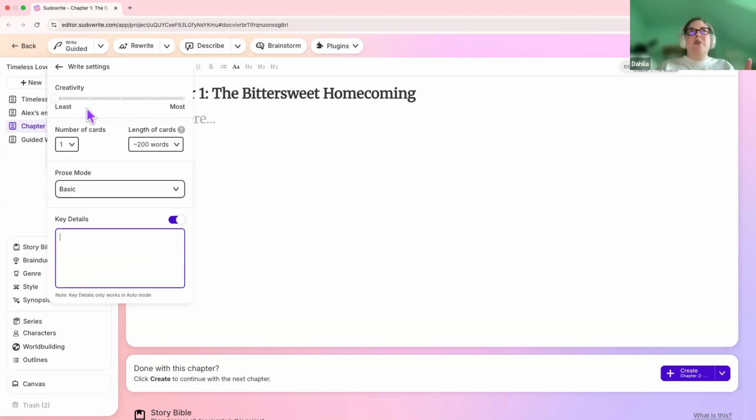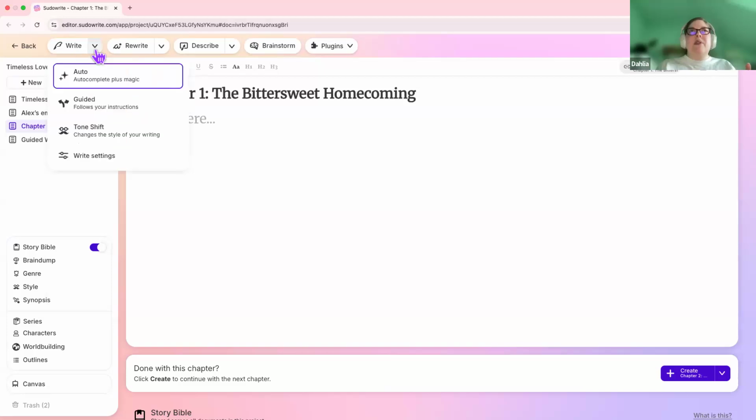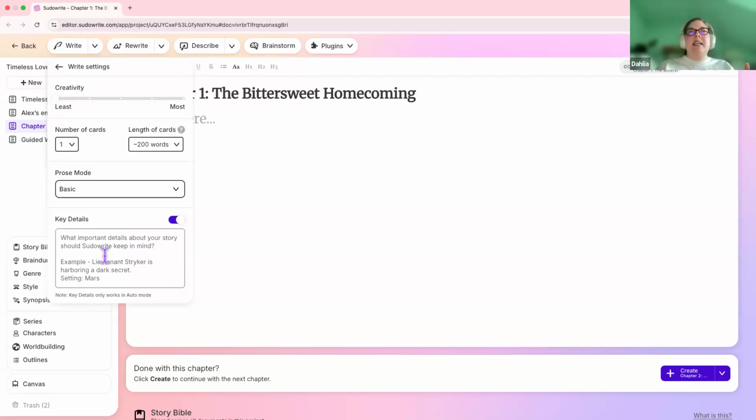auto-write when you use it in the auto-write mode, because you have different modes here. And if you have auto-write, it looks at this key details where you can give it up to 400 characters of context or instructions that will be taken into account. Something like the POV you're writing from is a good idea, or any kind of context about like the time or the setting. That can all go in there.